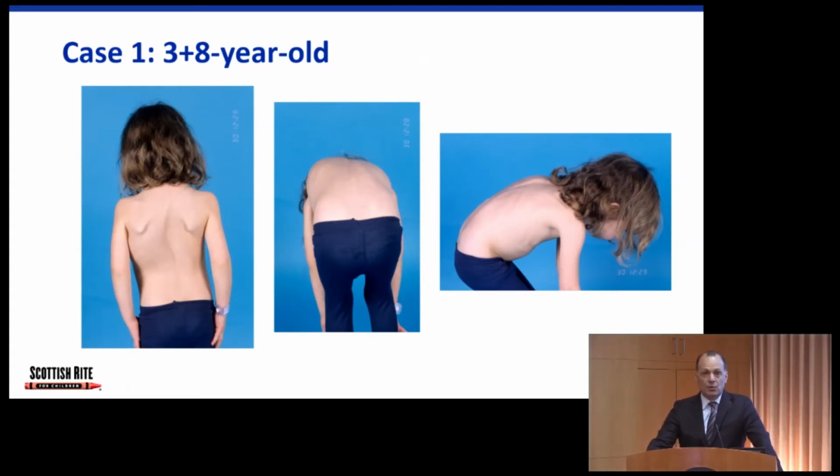When she bends forward and does the Adams forward bend test, you can see the rotational deformity that she has, with the left side being a little bit higher than the right. And you can see that on the image when you look at her from the back as well as when you look at her from the side.